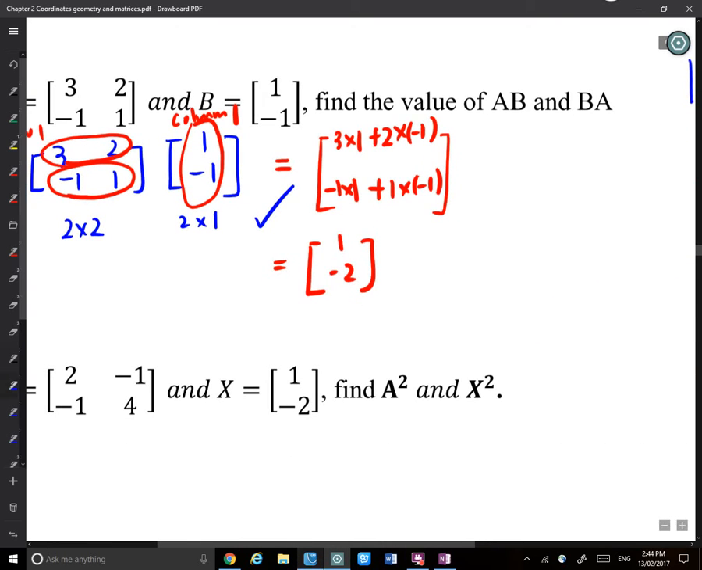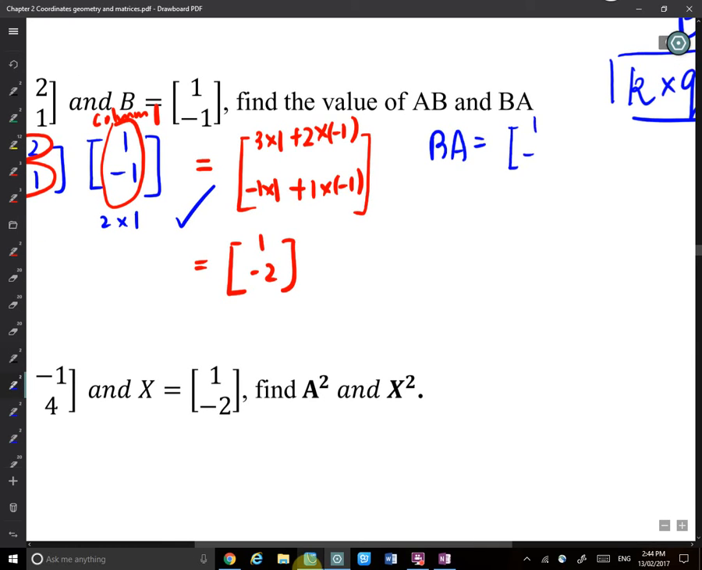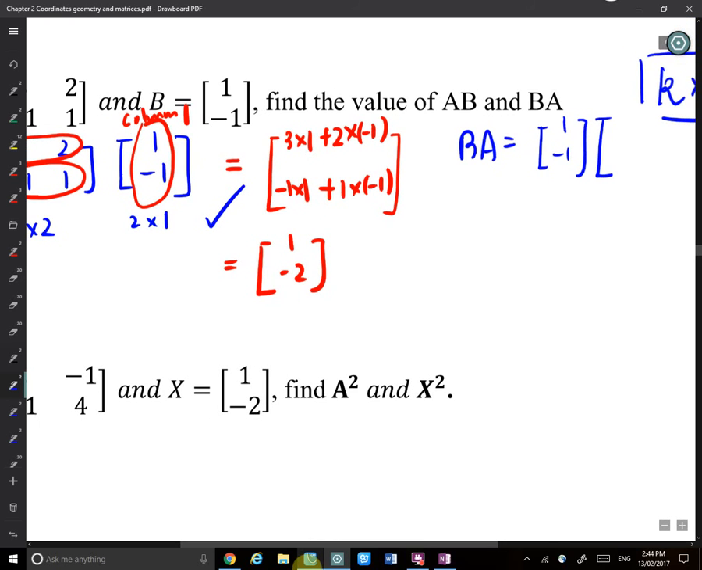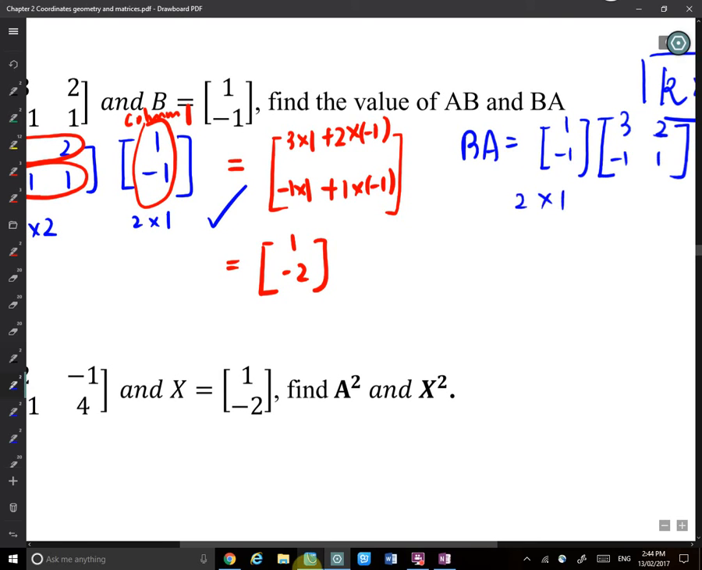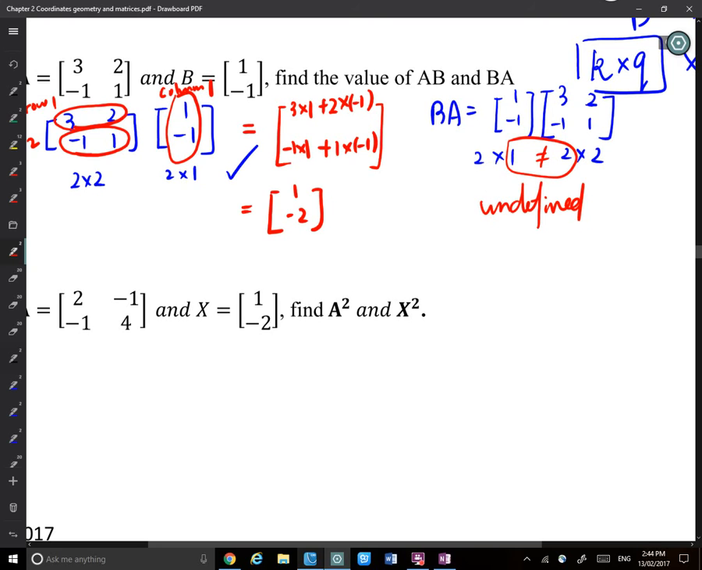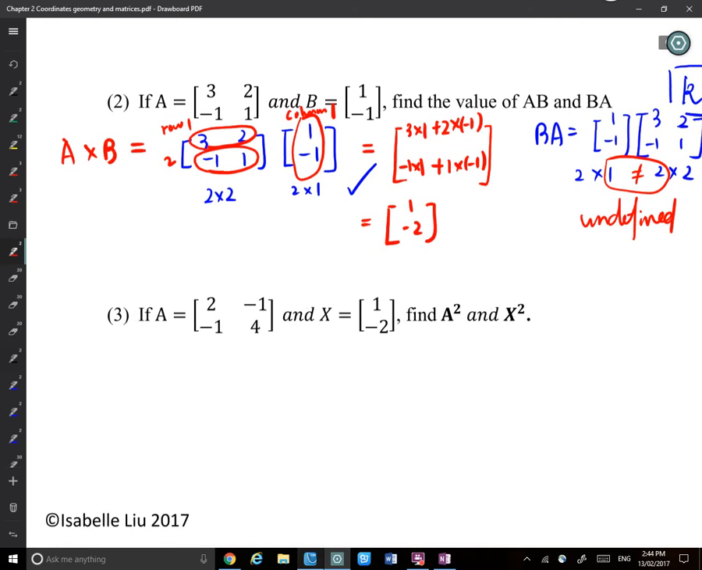Let's think about B times A. B is 1, negative 1. A is 3, 2, minus 1, and 1. B is 2 times 1, and A is 2 times 2. Those two numbers are not the same, so this is undefined. So you can see I can multiply A and B, but I cannot multiply B and A. A times B is okay, B times A is not alright.